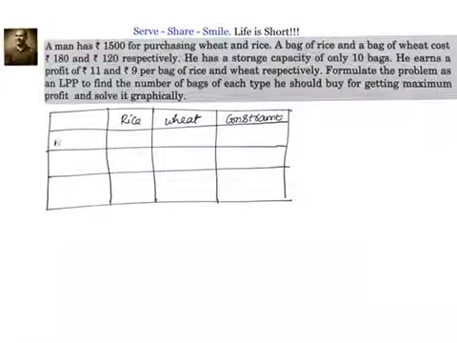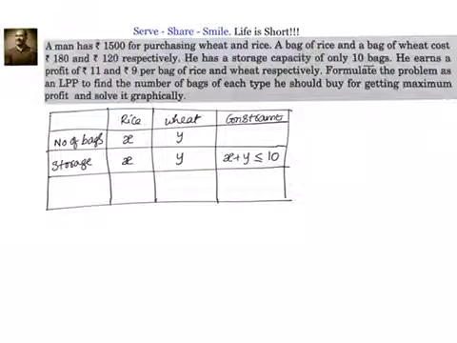Now let us say number of bags. What we need to find out, X and Y values. Say rice number of bags is X and wheat is Y. When we go through that, we understand storage capacity of only 10 bags. So there is a storage constraint. Now rice X bags you are storing, wheat Y bags. Constraint, what is the constraint? X plus Y should be less than or equal to 10, because he can only store 10 bags.